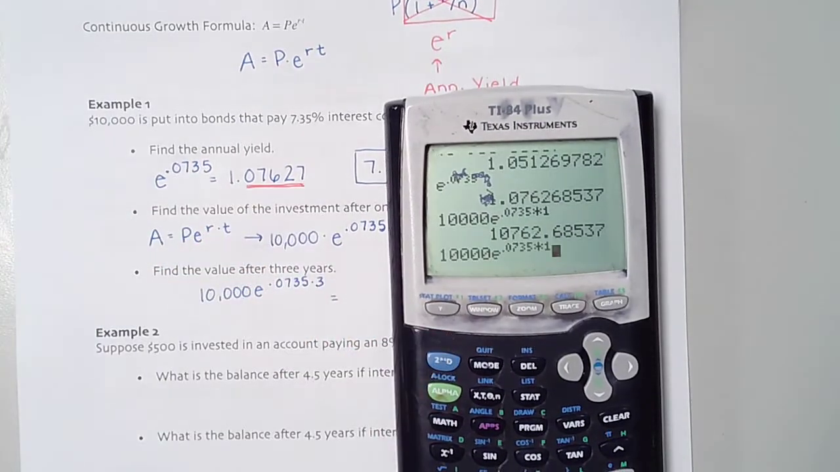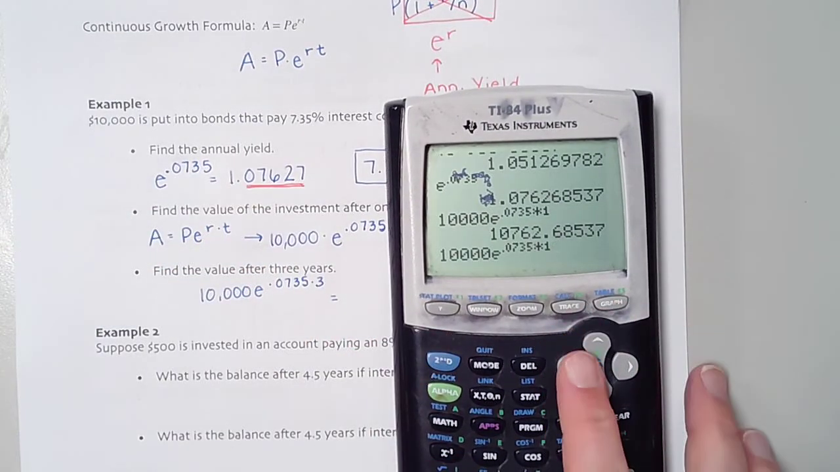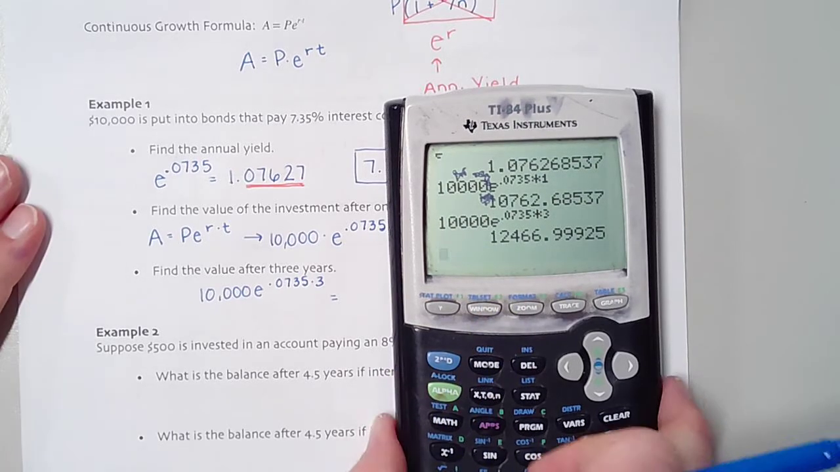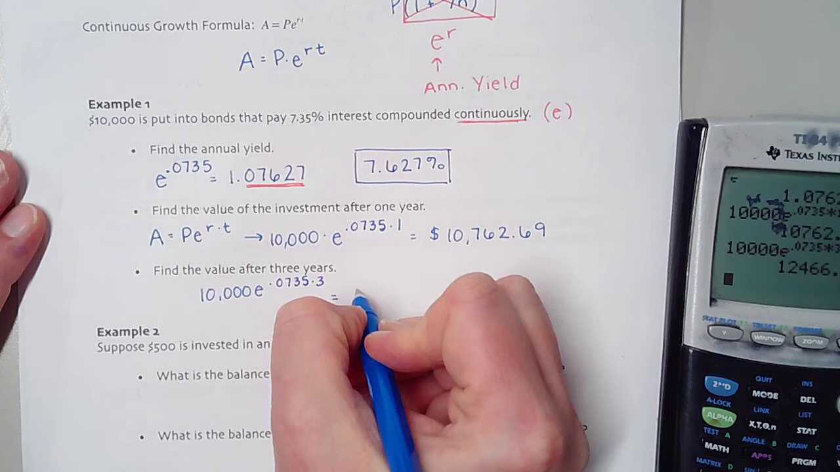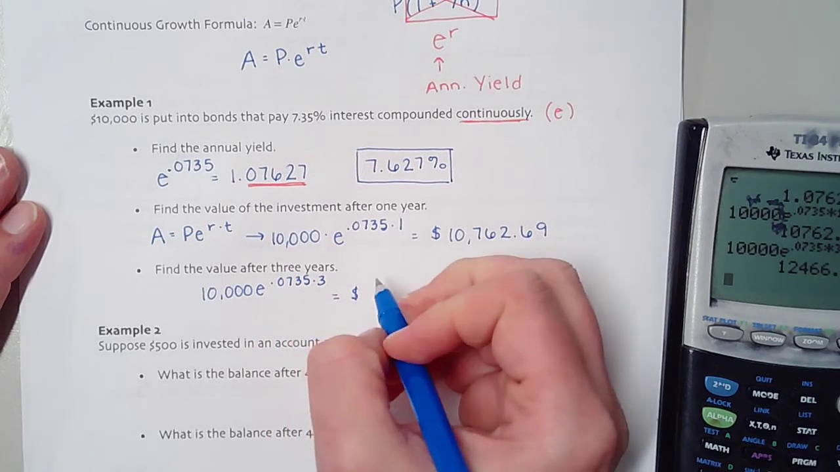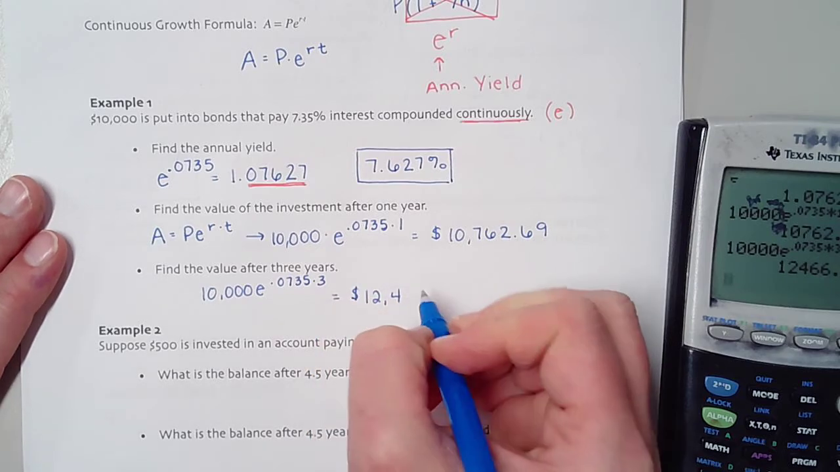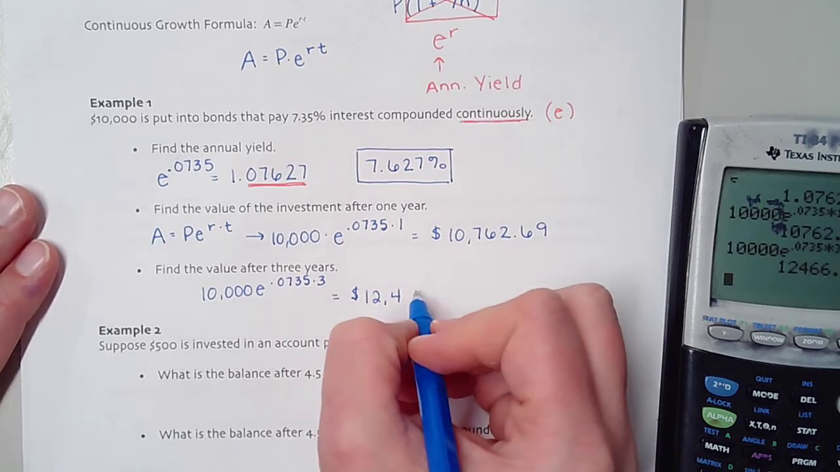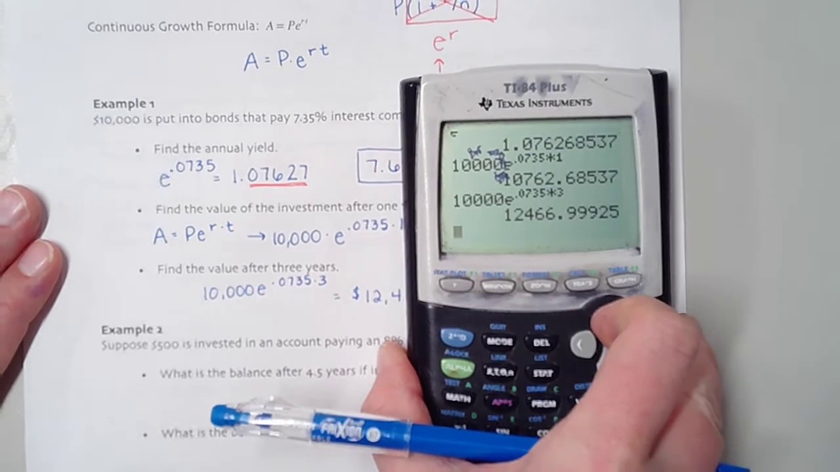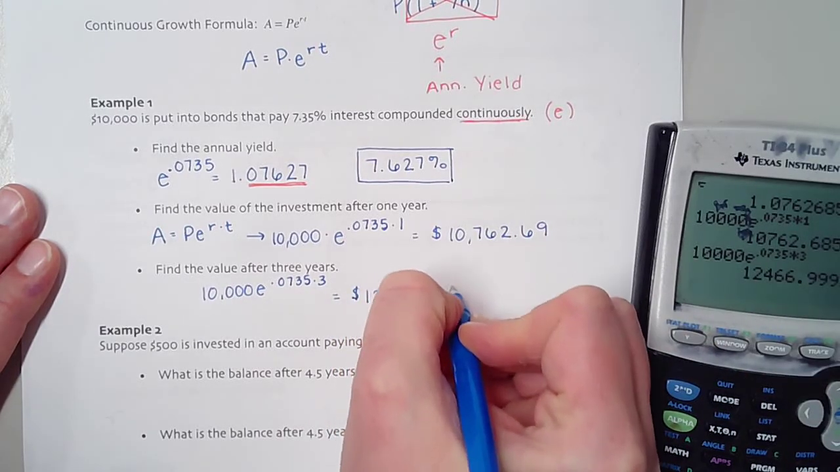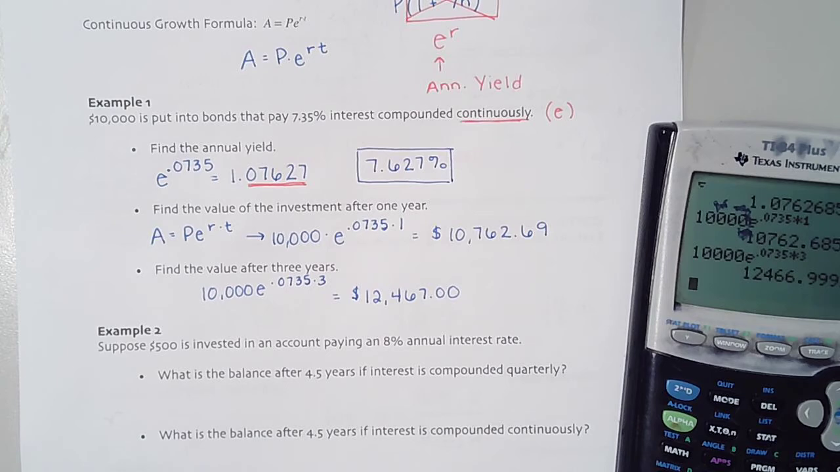So I'm just going to take that same expression, except I'm going to swap out the 1 for a 3, and that's how much I would have after 3 years. So you'll notice that with continuous growth, your money grows awfully quickly. Also, $10,000 is a pretty big investment to start with. So I'm just going to go, because there's a bunch of 9s after that, I think I'm just going to go 467.00. Okay.